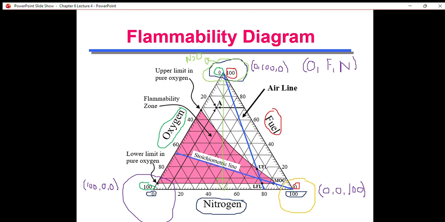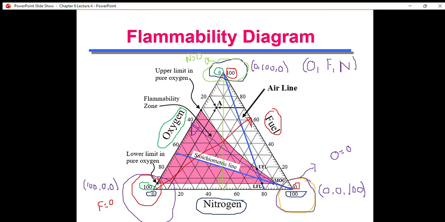Let's now look at this point, which I'm going to take in red. This point, opposite to this corner, is the fuel, so the concentration of fuel at this point will be equal to 0. Now let's look at the third point, which I'm going to take in purple. This corner has the opposite line of oxygen. This means that at this point the concentration of oxygen is equal to 0.